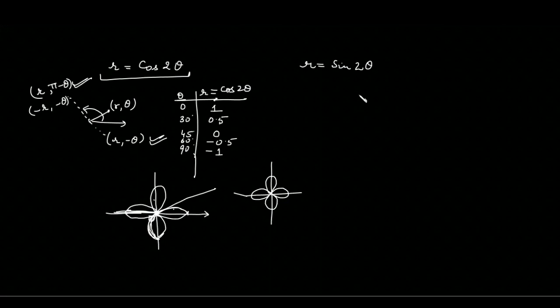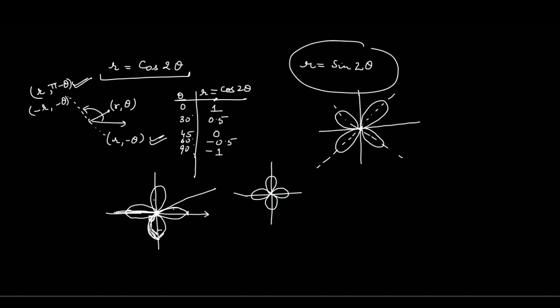Similarly, the graph of r is equal to sine 2 theta is also a 4-leaved rose, but around the angle 45. At 45 it is 1. So this is the 4-leaved rose, this one. So this is the graph of r is equal to sine 2 theta.